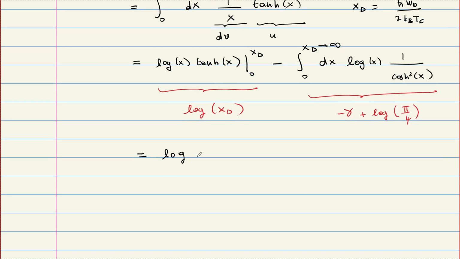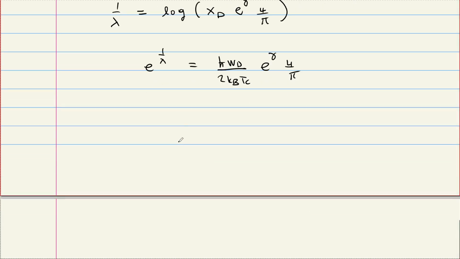Then let me combine everything. This is log, so this is x_D. I'll combine this like e to the gamma and times 4 over pi, right? So this minus is going to make this plus, and I made it like 4 over pi. Then I think this is equal to 1 over lambda. Then e to the 1 over lambda is equal to h bar omega_D divided by 2 k_B T_C times e to the gamma, this is Euler constant, times 4 over pi. And if you rearrange, this k_B T_C becomes, this is a number, this is a rather famous result, 1.13 h bar omega_D times e to the minus 1 over lambda.